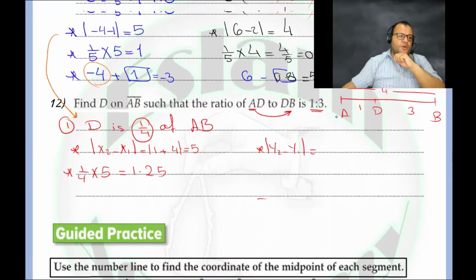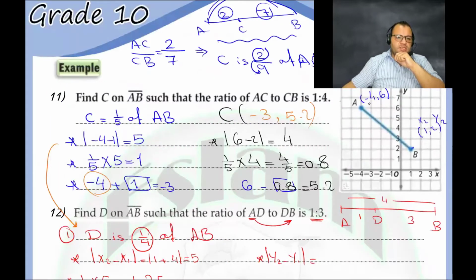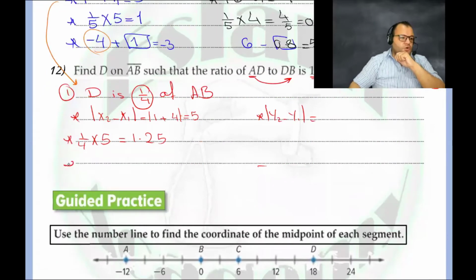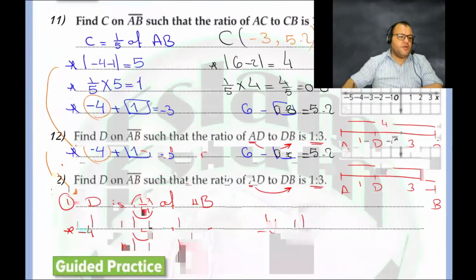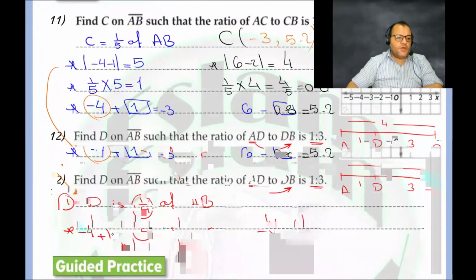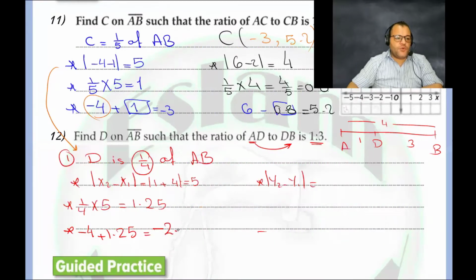You will start from A, since it's going from A to B. What is the x coordinate for A? It's -4. So we'll start from -4. From A to B, you are going right or left? Right. It means you will add. You are going to the right, you will add 1.25. So the answer now will be -2.75. So that is the x coordinate, which is -2.75. You will repeat the same for y.